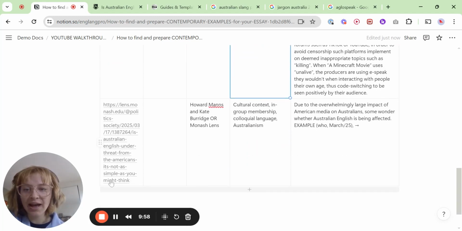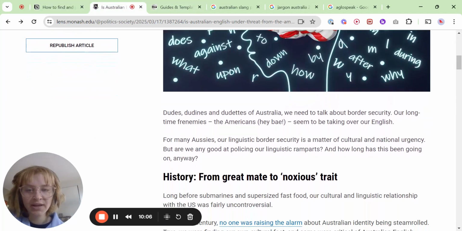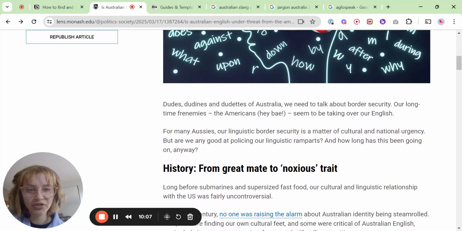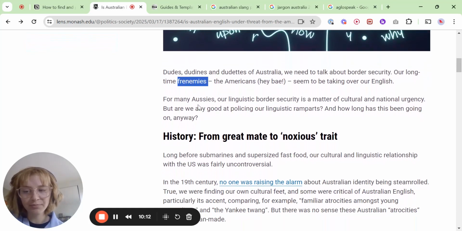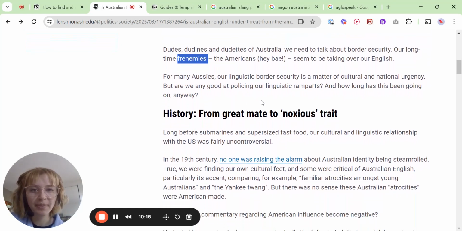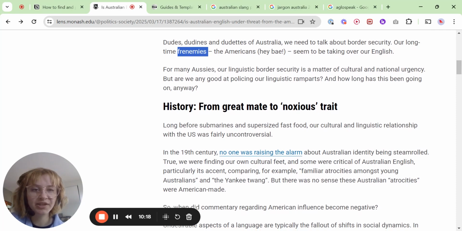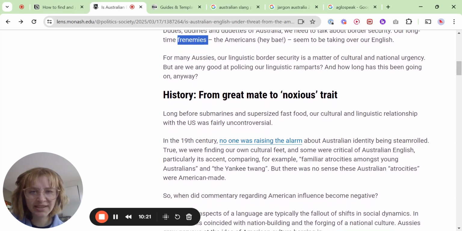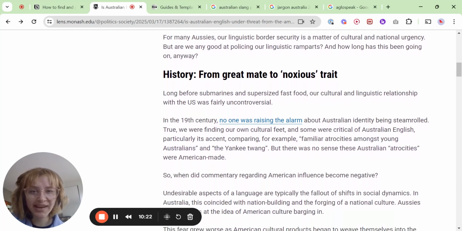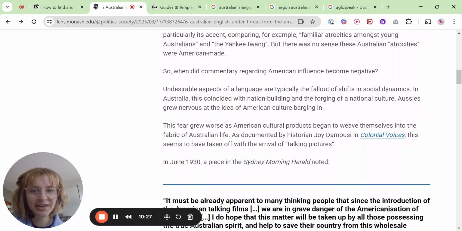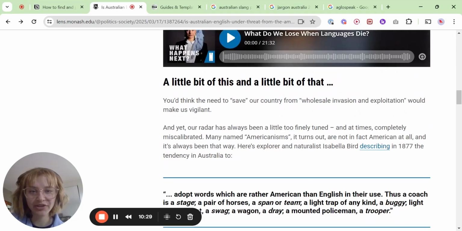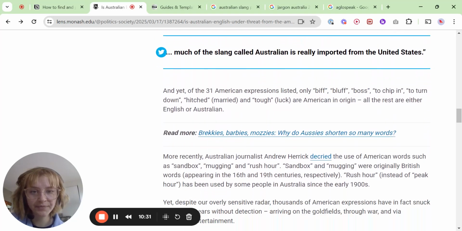So let's have a look at this article. "Dudes, dudines, and dudettes of Australia. We need to talk about border security. Our longtime frenemies." So frenemies, what is this? It's not a neologism, pretty old, but it's a blend. "For many Aussies, our linguistic border security, cultural and national urgencies. Are we good at policing? Long before submarines and supersized fast food." And then this is a bit of history that I recommend you guys have a read of.